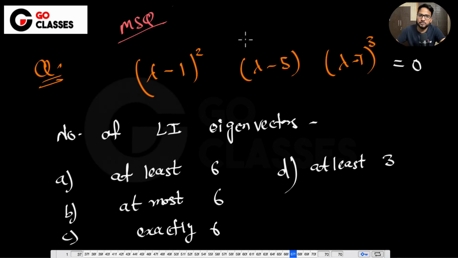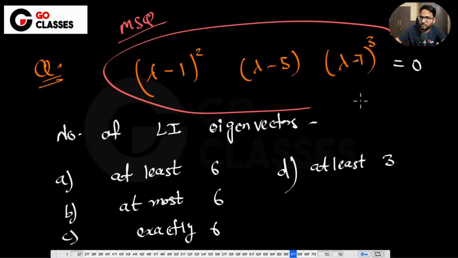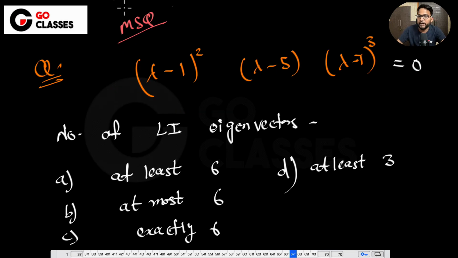So let us now solve this question. Just understand what they are asking. They are asking for the number of linearly independent eigenvectors that are possible here, given this characteristic equation. First, can you tell me what is the dimension of the matrix corresponding to this characteristic equation? It must be 2 plus 1 plus 3, which means the matrix must be of dimension 6 cross 6.